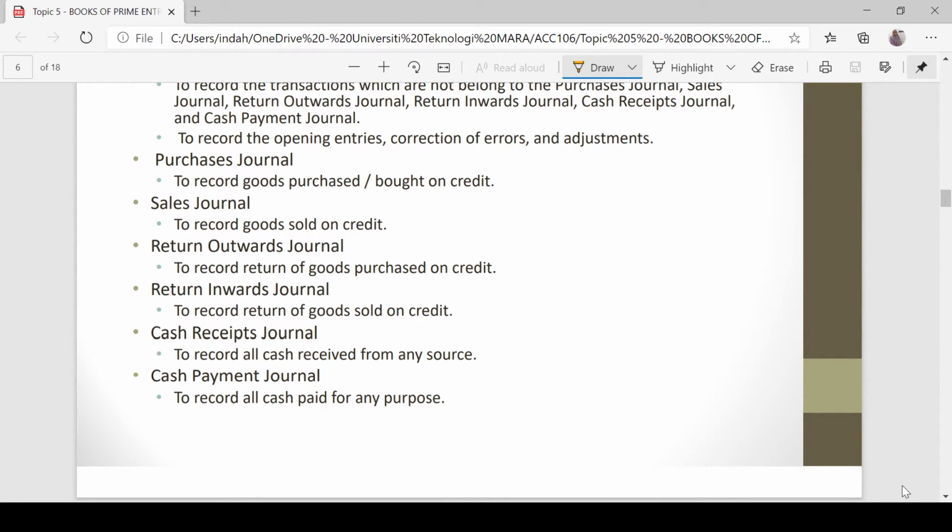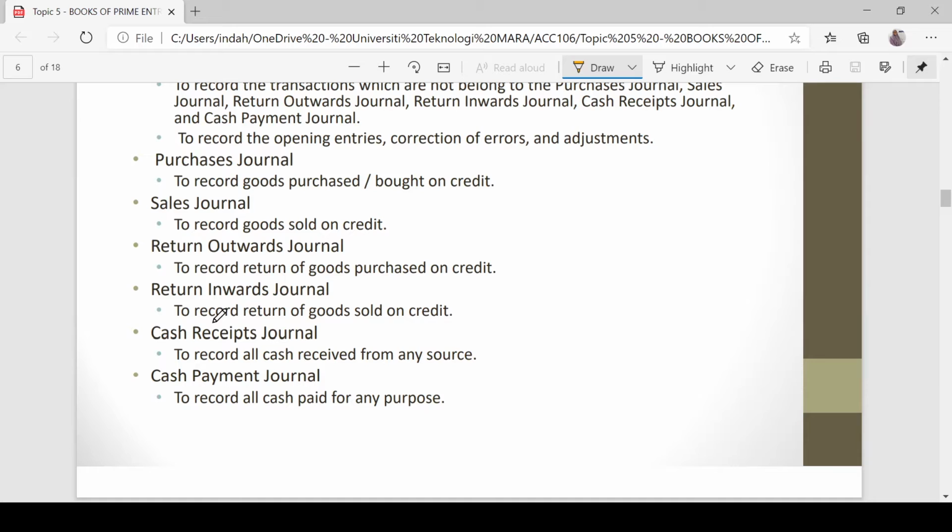And then we have the cash receipt journal. This is to record all cash received from any source. It could be from the owner, which is the capital. It could be from the customer, which is cash sales. It could be from the account receivable who settle their accounts. When we sold goods on credit, we recorded in the sales journal; when the account receivable made the payment, we record that in the cash receipt journal. If you receive any loan or any other income, all cash received is to be recorded in the cash receipt journal.